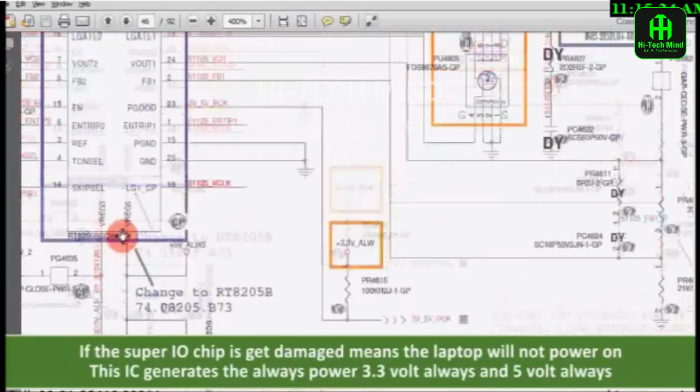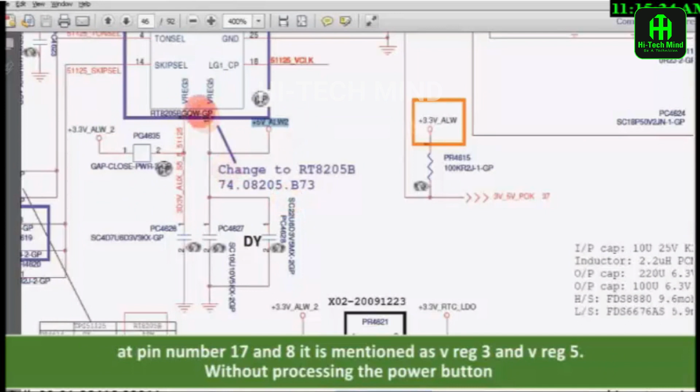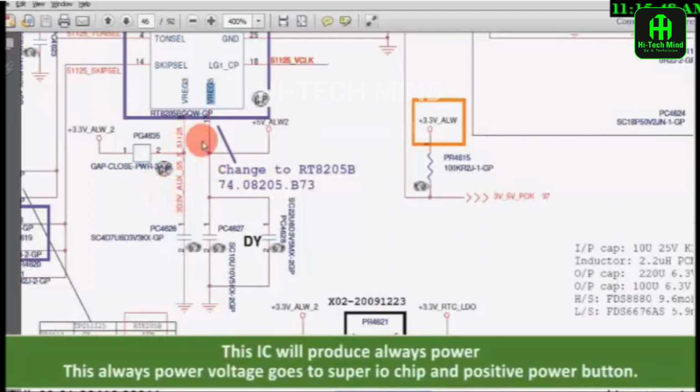If the Super I/O chip gets damaged, the laptop will not power on. This IC generates the always-on 3.3 volt and 5 volt at pin number 17 and 8, mentioned as V regulator 3 and V regulator 5. Without pressing the power button, this IC will produce always power.